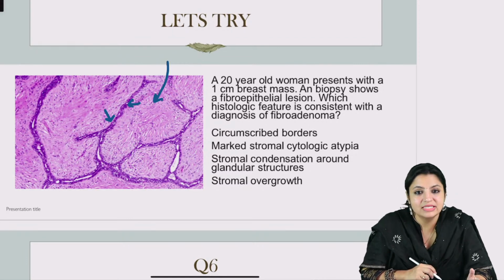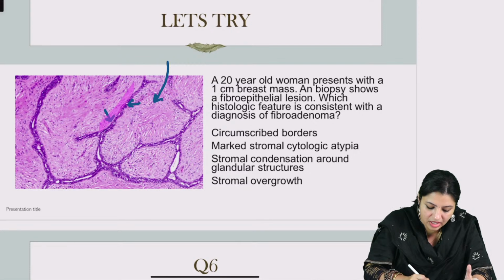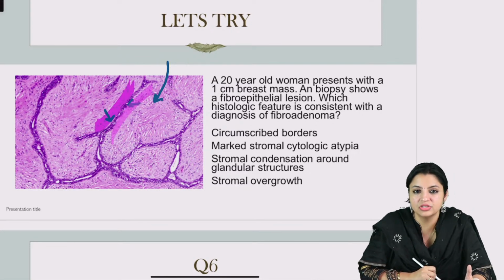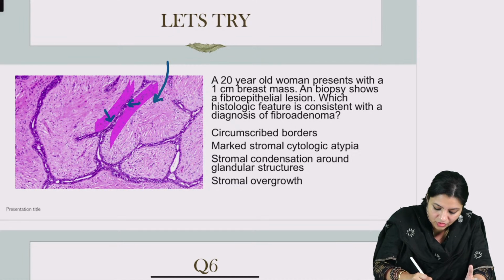Okay, so Kadambari says C. See, C is not the answer. Why? Stromal condensation. Stromal condensation means the stroma is excessively proliferating just around the glandular structures. This is very characteristic of Phyllodes tumor. So that's this feature. If you ever see it, then you have to make a diagnosis of Phyllodes.